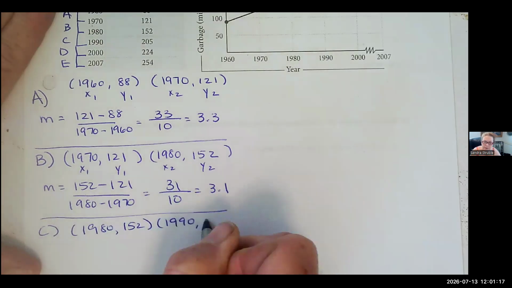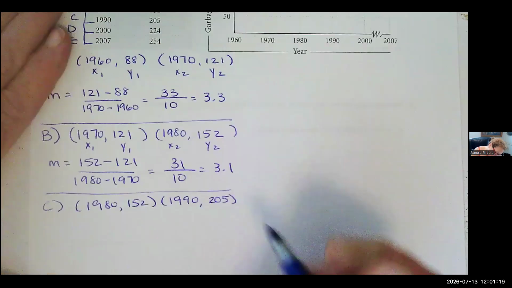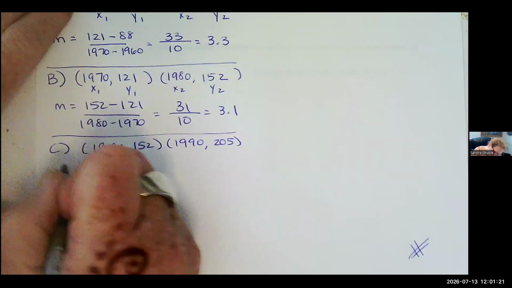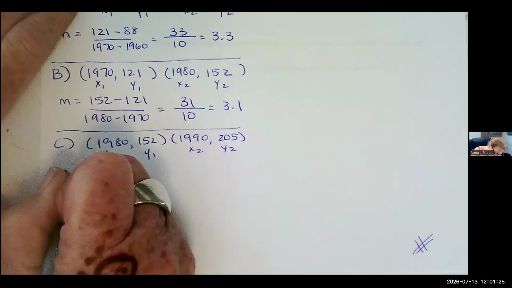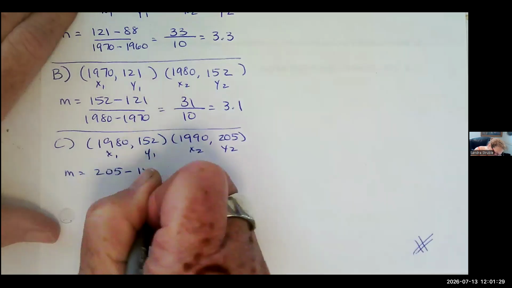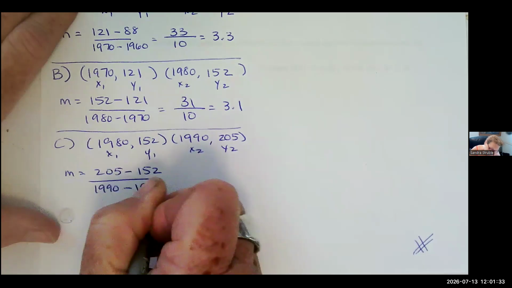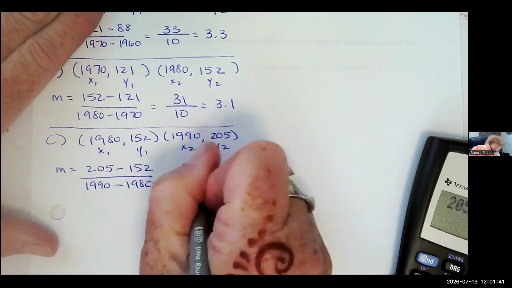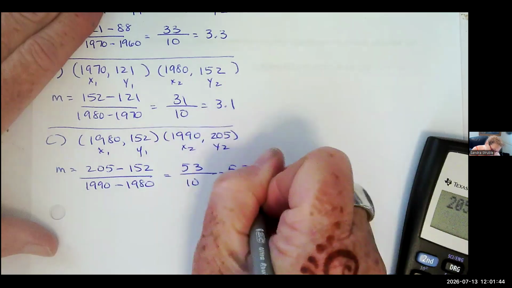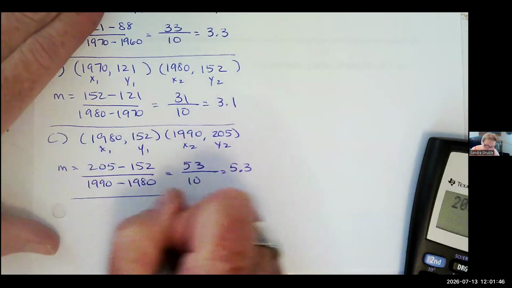Let's check the slope on that. X1, Y1, X2, Y2. Y sub 2 is 205, Y sub 1 is 152, and then 1990 minus 1980. 205 minus 152 is 53. Holy smokes. Well, that jumped. My gosh, that's a heck of an increase of garbage.